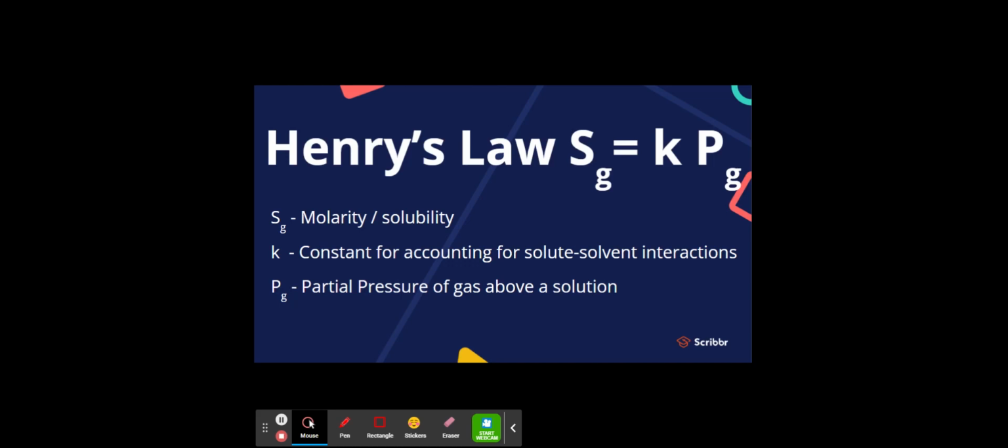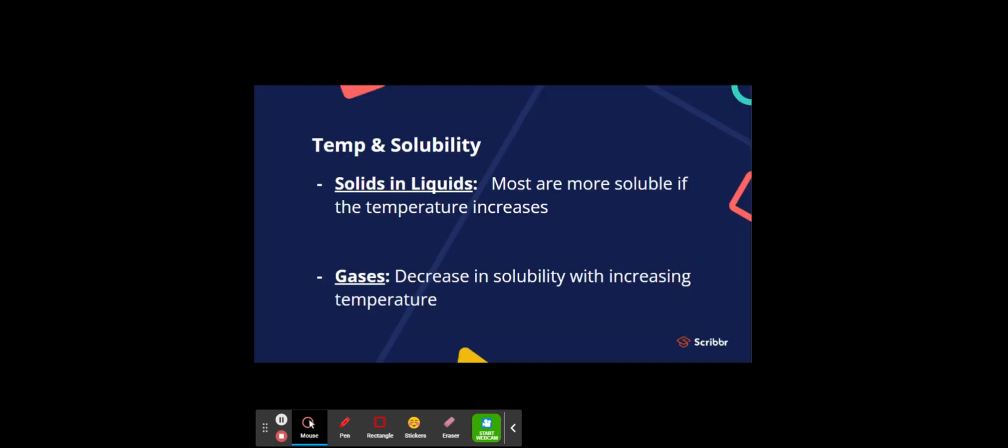K is the constant for accounting for solute-solvent interactions, and this is different for every single element and is different depending on what you're dissolving into, like water or hexane. And then P is the partial pressure of the gas above the solution, which is what you saw on the previous slide. And the third part is temperature and solubility.